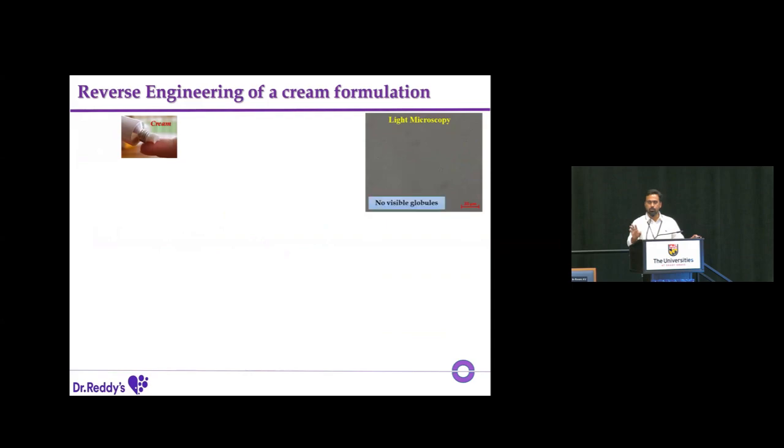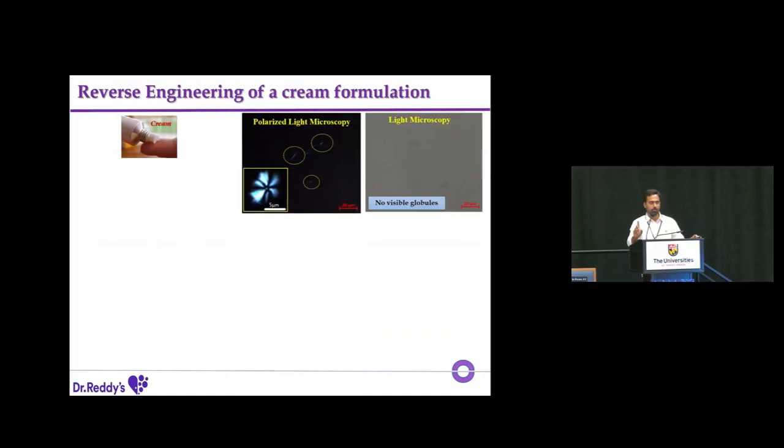In light microscopy, I'm not seeing any visible particles there, so it's mostly in the nano range. Then when I turn to polarized microscopy, I am seeing clear anisotropic domains. That means some clear structure exists in that cream formulation. So let me further probe the structure of this cream formulation.